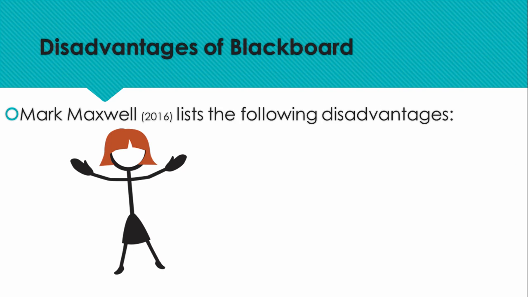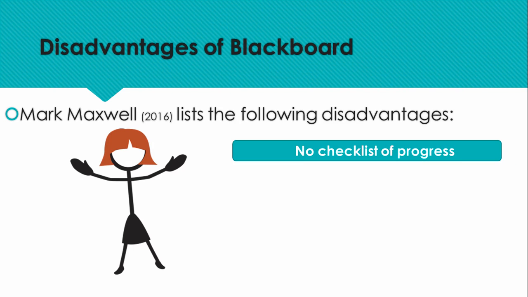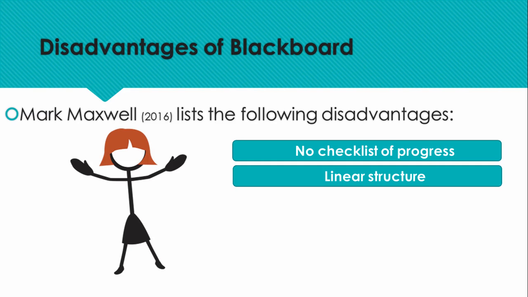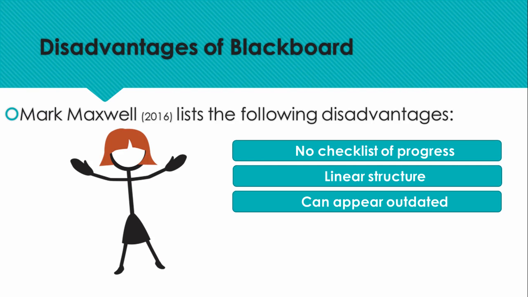There are some disadvantages to Blackboard as well. There is no checklist of assignment progress, making it difficult for students to assess the work they have or have not yet completed. For unorganized students, this presents a challenge. Blackboard has a linear structure, which can also be a positive factor, but for students accustomed to a social media layout, this may seem old-fashioned, boring, and lacking in creativity.